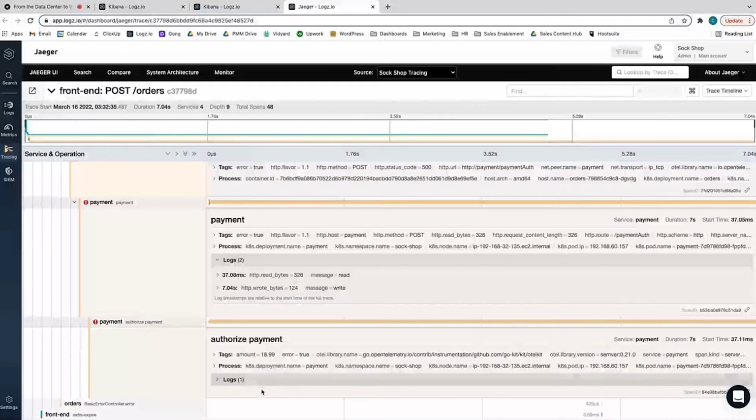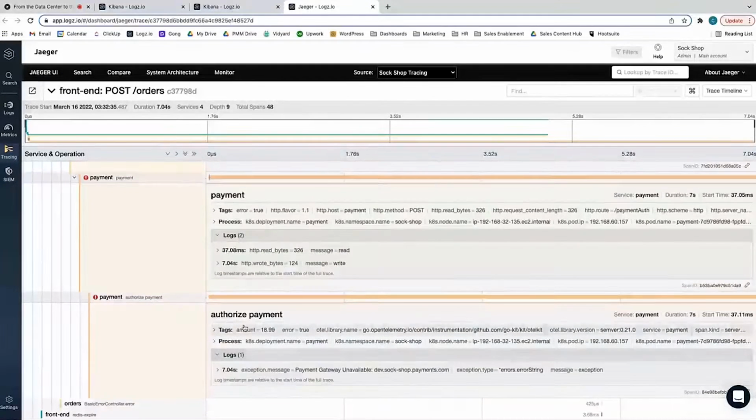There are errors, it's not surprising at all. And let's open up these logs to learn more about the operations. So here, for the authorized payment operation, we can see a really interesting exception message saying that the payment gateway is unavailable. It looks like there's a dev URL, which is not what we want to see in our production environment, right? So this is likely the cause of the spike in our metrics. The payment gateway is not available, so orders are not able to be placed.